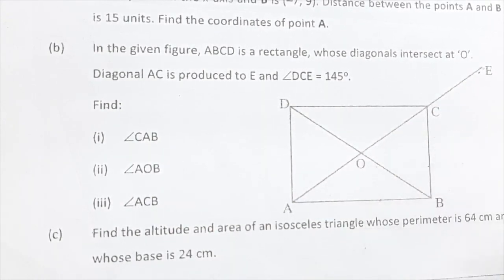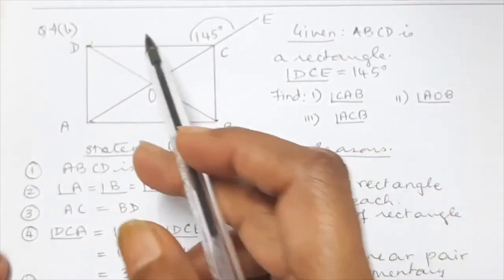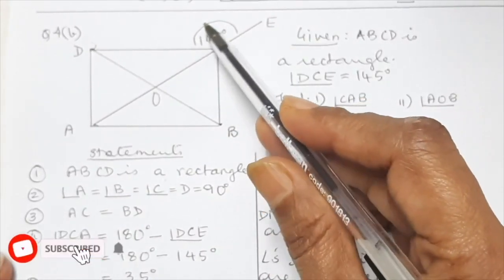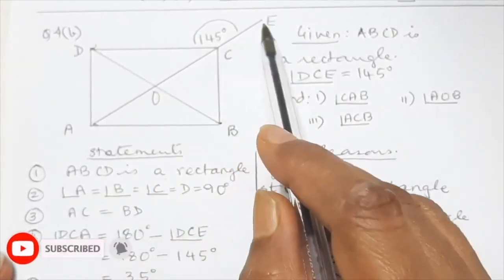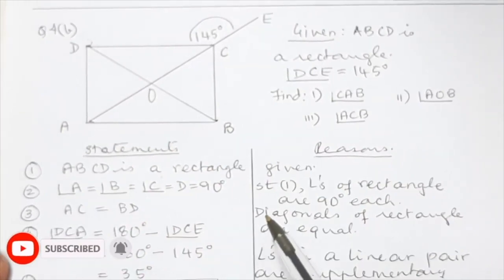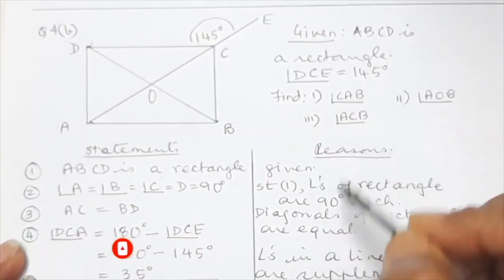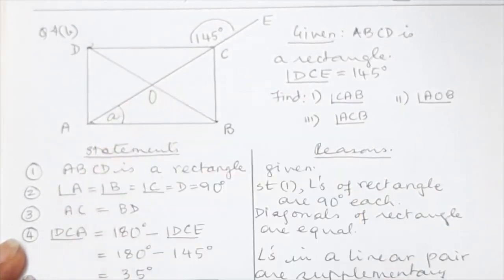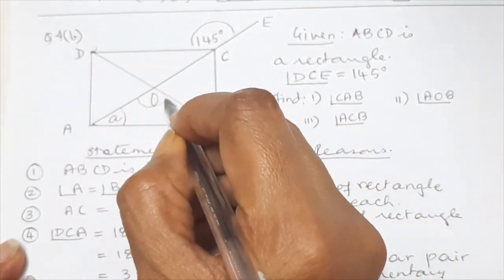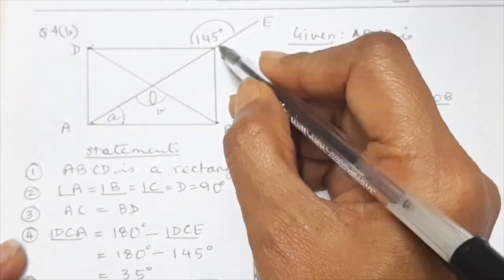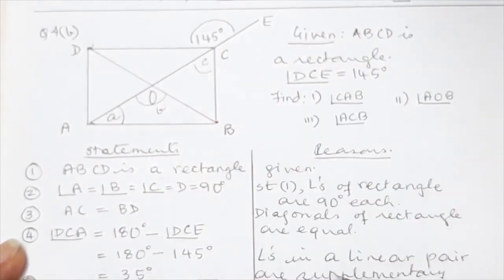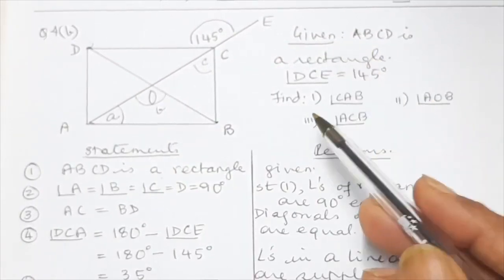Okay, so first of all, we'll need to draw the diagram. Let's draw it. 4B diagram is ABCD is a rectangle and AC is produced, and this angle over here DCE, that is 145. We are to find out angle CAB. CAB is this, so I'll call that as small a. AOB, which is this, I'll call that as small b. ACB, this is a small c. So these are the angles we have to find in our given and find.